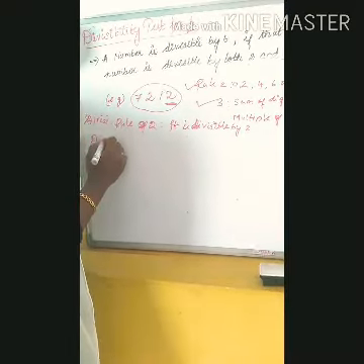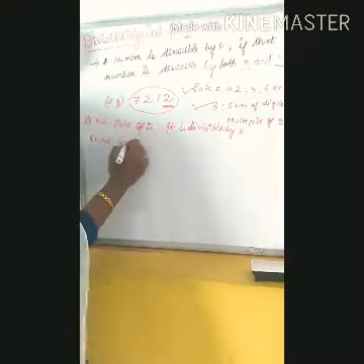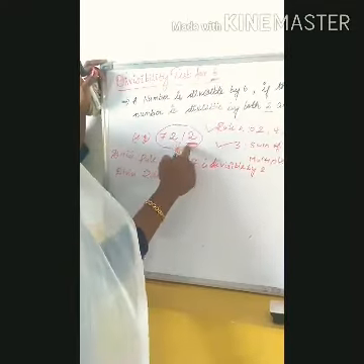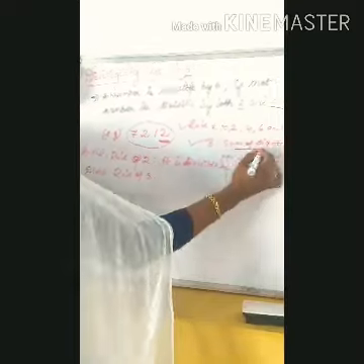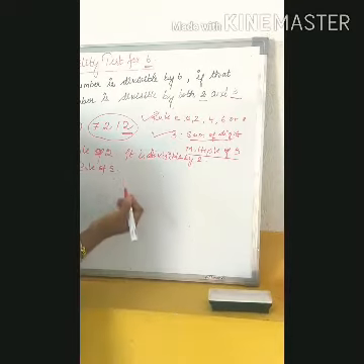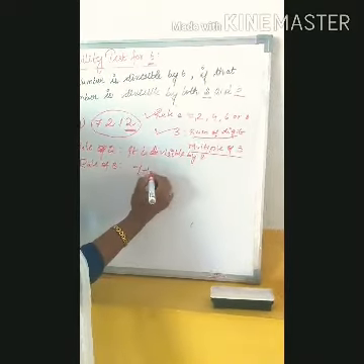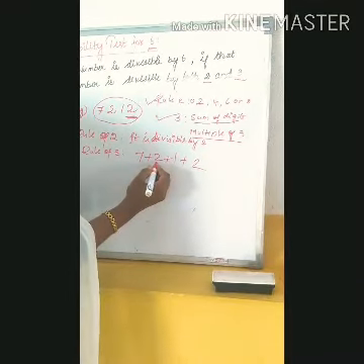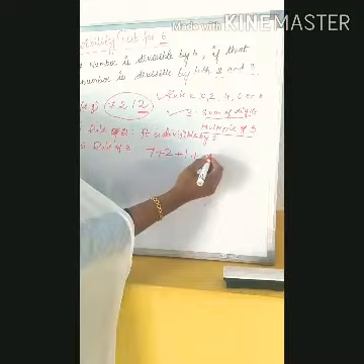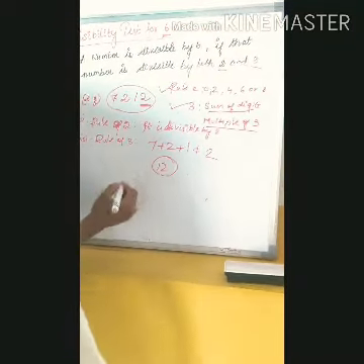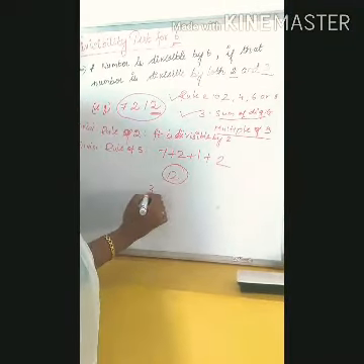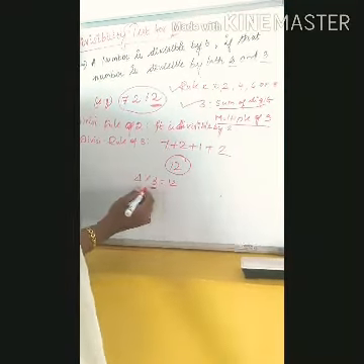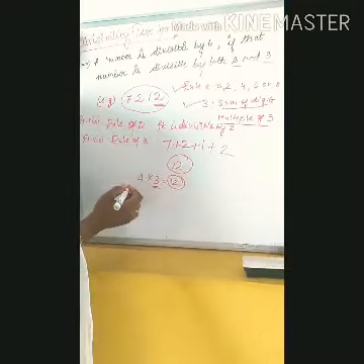Okay, next you should check the divisibility rule for 3. What is the divisibility rule of 3? The sum of all the digits should be a multiple of 3. So the sum of the digits: 7 plus 2 plus 1 plus 2. 7 plus 2 is 9, 10, 11 and 12. Is this 12 a multiple of 3? Yes, 4 into 3 is equal to 12. Yes, 12 is a multiple of 3.